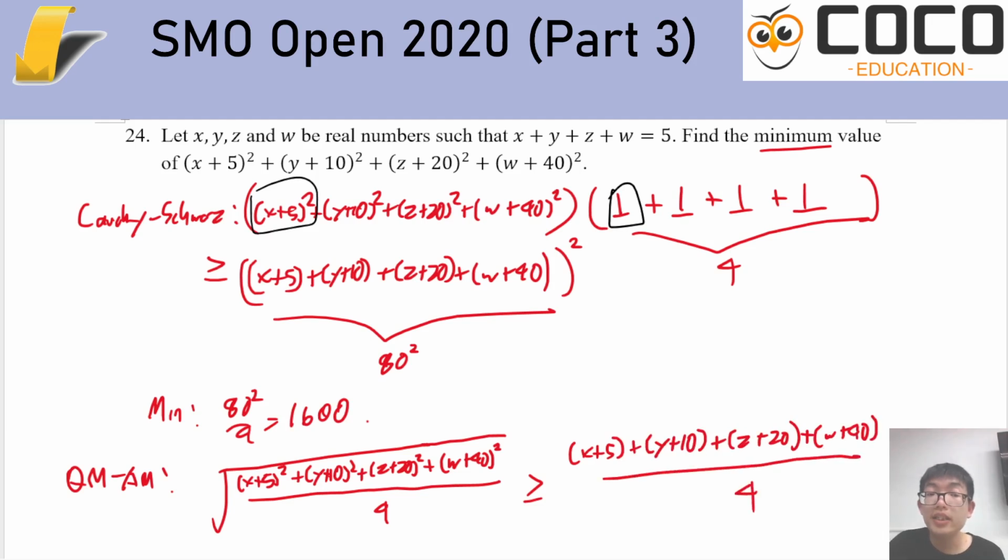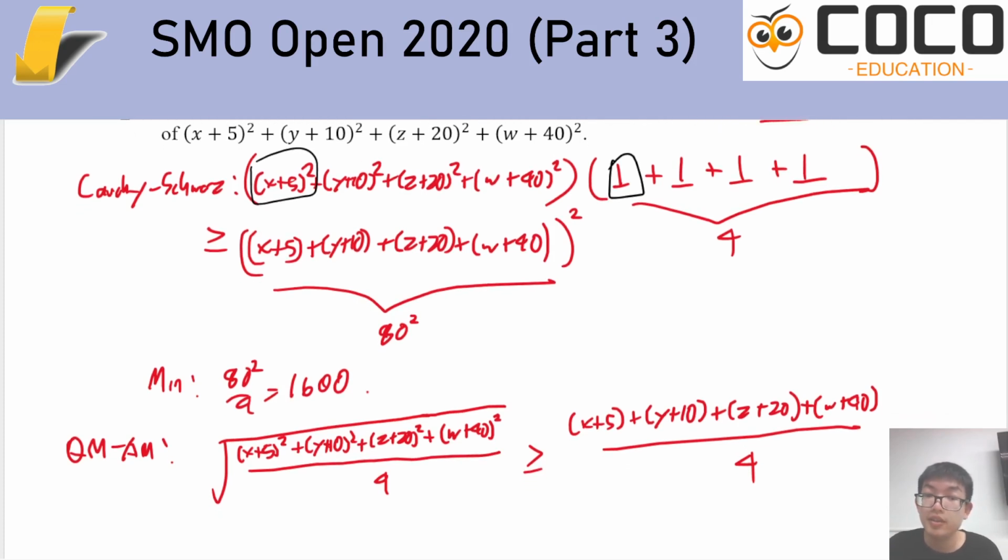Yeah, so you will see that if you just do a little bit of mental gymnastics, this is equivalent to the Cauchy-Schwarz statement. It will show 20 squared times 4, but that is still the same thing.